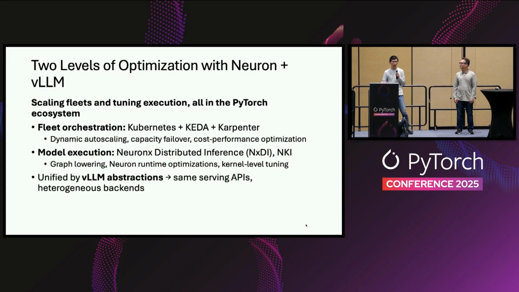So to summarize, there are two levels of optimization. At the fleet level, we can use Karpenter, CUDA, and Kubernetes to orchestrate the dynamic scaling problem and to shift traffic dynamically. And at the model execution level, we can use NxDI, the so-called Neuron Distributed Inference package, and do the graph lowering and runtime execution. When necessary, we can use the Neuron Kernel Interface to program the hardware primitives and get more performance with lower-level hardware engineering.